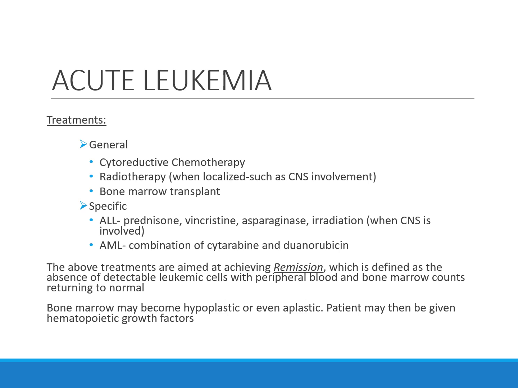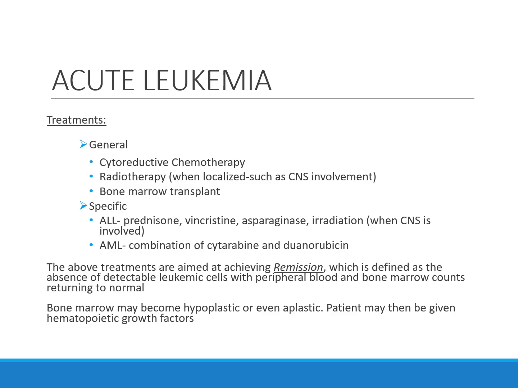All right, so with regard to acute leukemias, these are aggressive, and so rapid diagnosis and treatment is imperative. Some of the general treatments that we use in acute leukemias is cytoreductive chemotherapy. Obviously, these drugs are utilized to kill or knock down the proliferative cancer cells. We may use radiotherapy, and typically if there is central nervous system involvement, we try to localize that treatment so that we can maintain the integrity of the other tissues surrounding the central nervous system. And last but not least, bone marrow transplant.